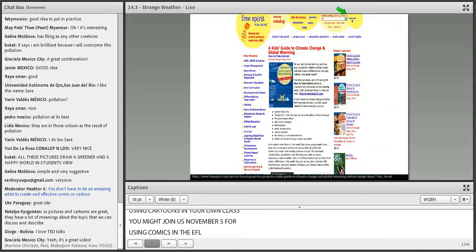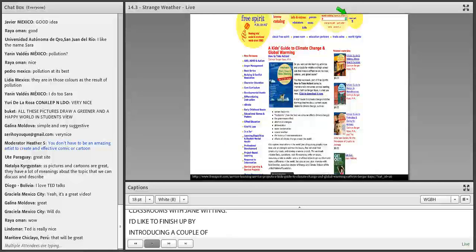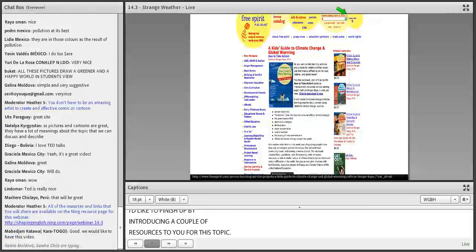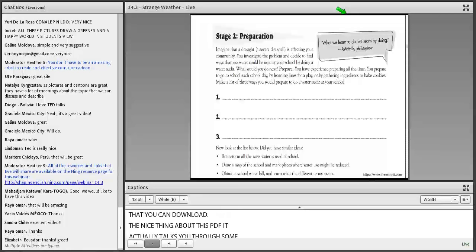So I'd like to finish up by introducing a couple of resources to you for this topic. This is Free Spirit Publishing, A Kid's Guide to Climate Change and Global Warming. What I like about this is it's a PDF that you can download. And the nice thing about this PDF is it actually talks you through some of the different topics that we've mentioned. This is a sample or a screen capture from the PDF itself.